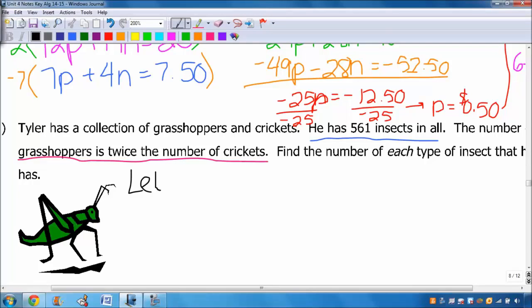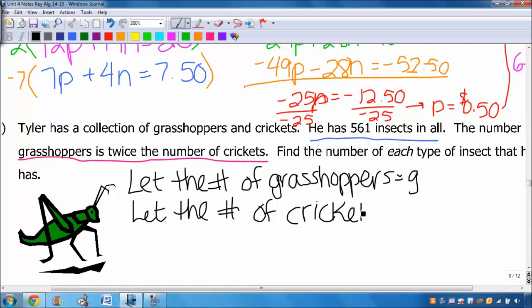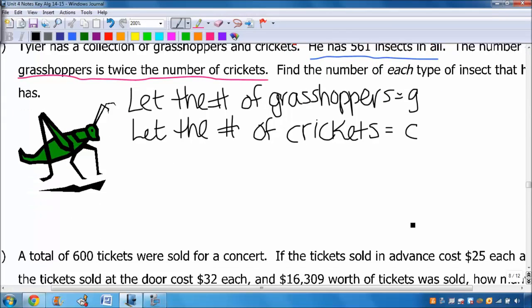So we're going to say let the number of grasshoppers equal G. Okay? And then we'll say let the number of crickets equal C. Now, the first piece of information is that there are 561 crickets and grasshoppers altogether.